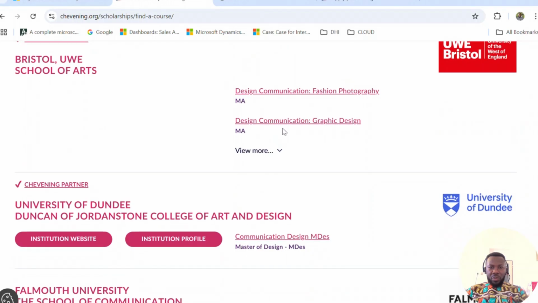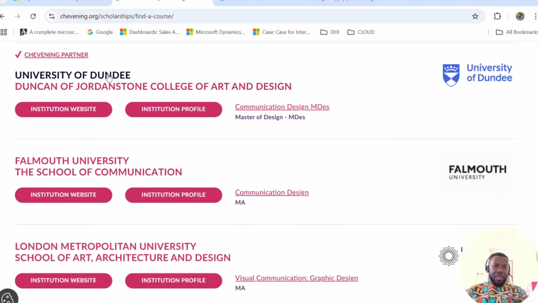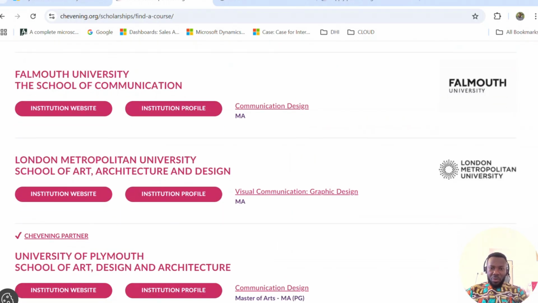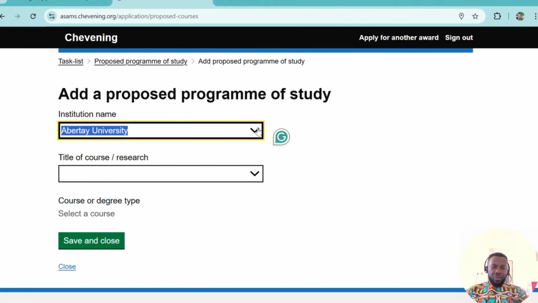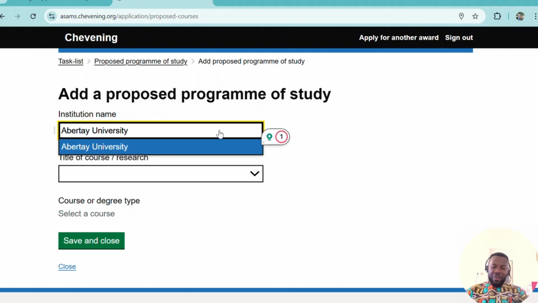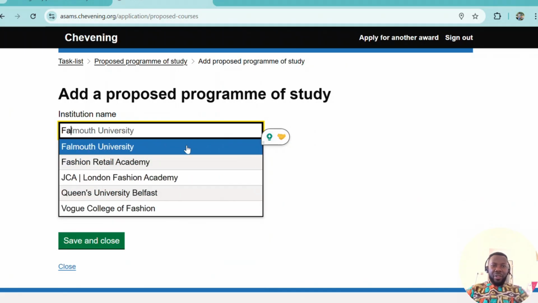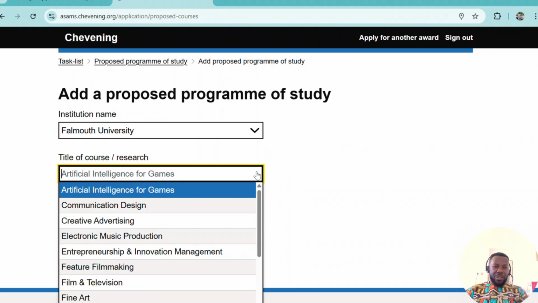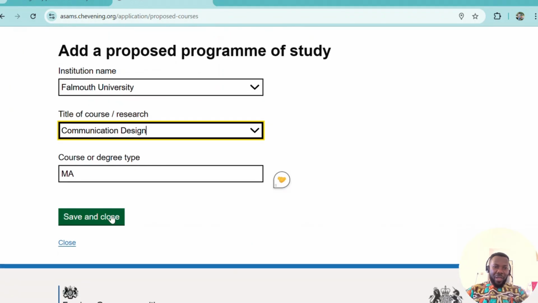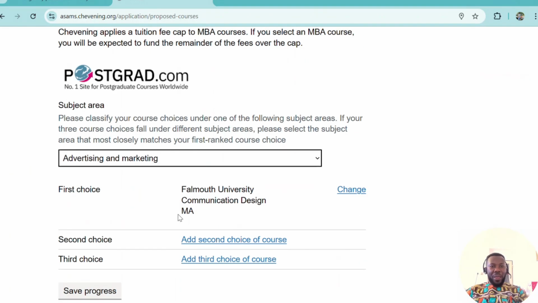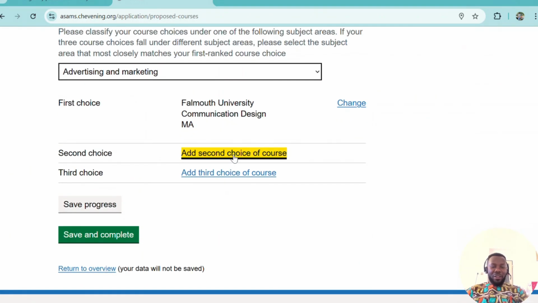So I can go through the list, and then maybe I want to go with the University of Dundee and select that, or I can go to Falmouth University and then I will select MA Communication Design. So let's go to the application. What was the name? Falmouth. Falmouth University. Course title, Communication Design is here. MA, save and close.